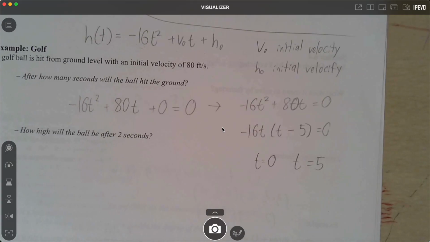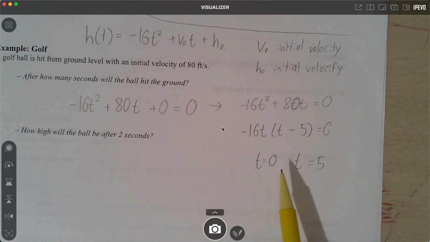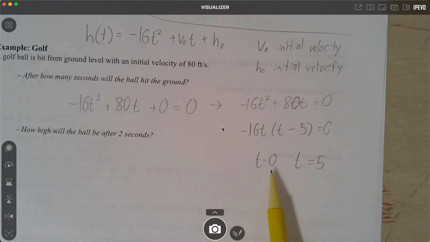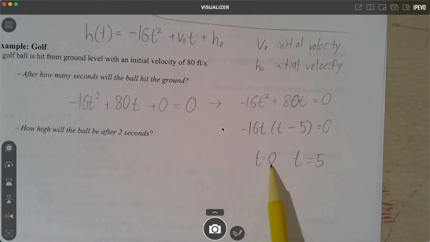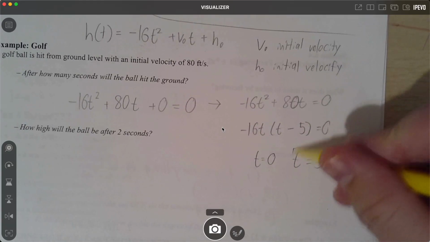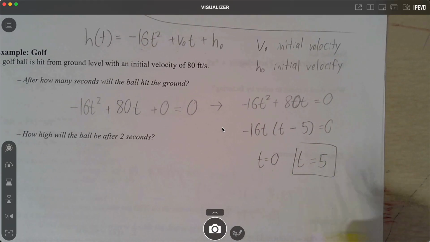At first, maybe it looks a little confusing. After how many seconds will the ball hit the ground? And my answers are 0 and 5. That 0 might throw you off, but think about it. The golf ball starts at ground level, so at time 0, before you hit it, it's still on the ground. That actually makes total sense. And after 5 seconds, that's when the ball will hit the ground. So that's your only true answer, but the 0 does make sense.